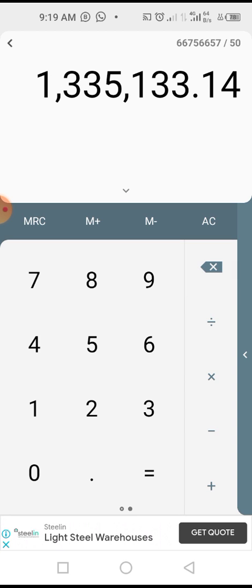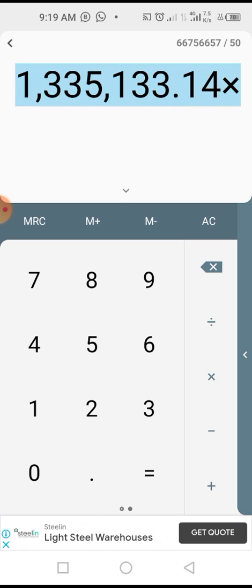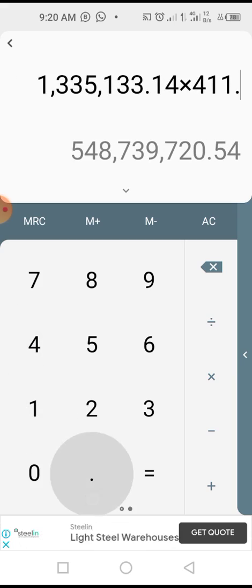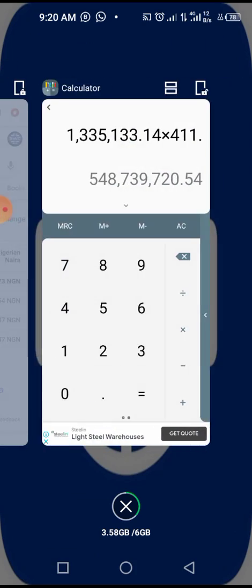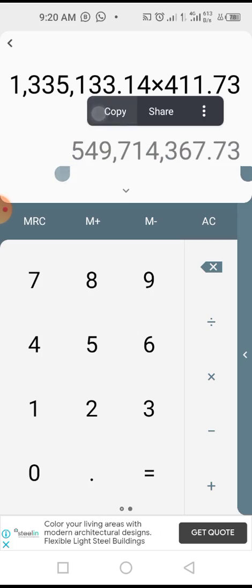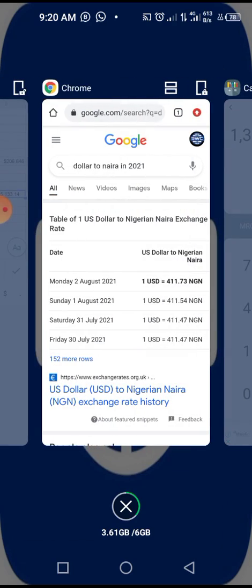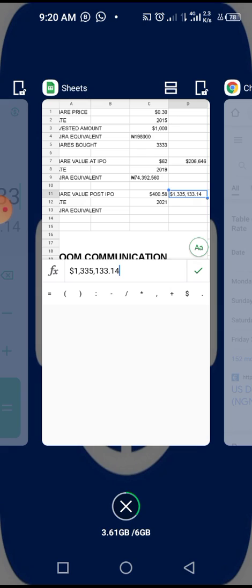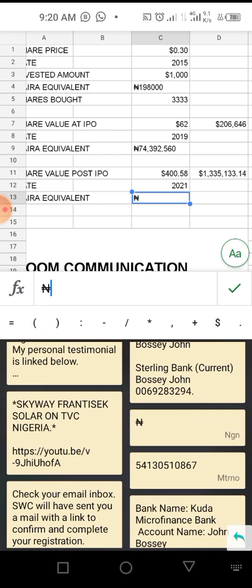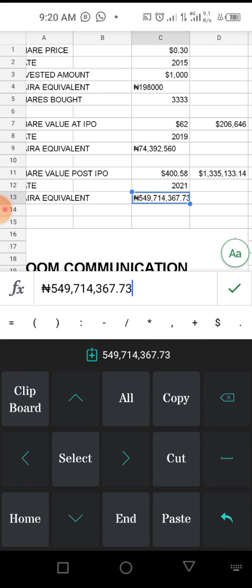Okay, you can't see an option to just paste without highlighting this. Let me just write it: 411.73. So in Naira, that will be, let's see, Naira equivalent, that will be my Naira sign, 549,714,367 Naira and 73 Kobo.